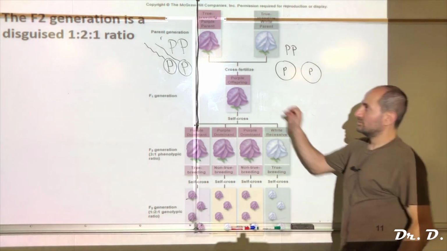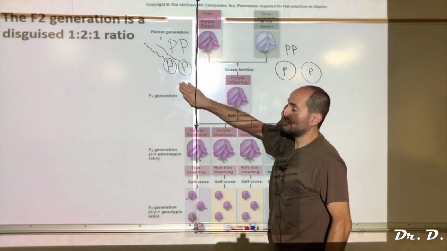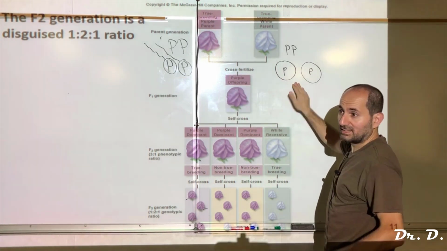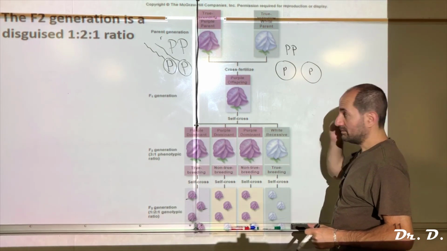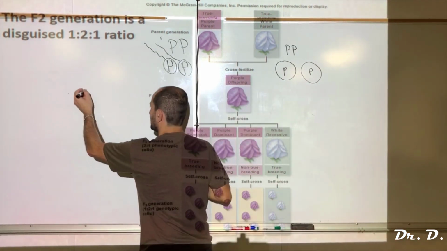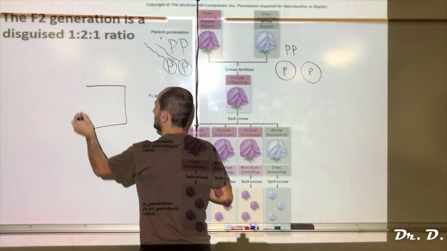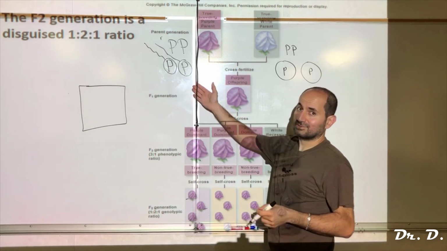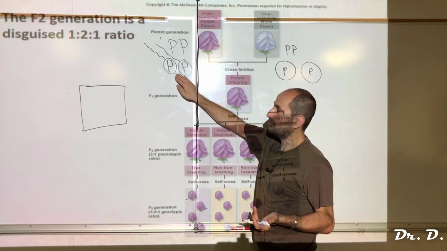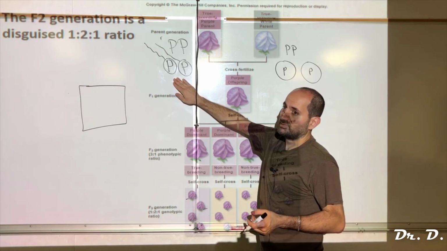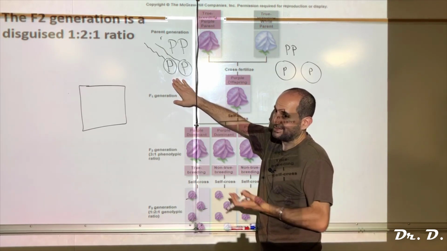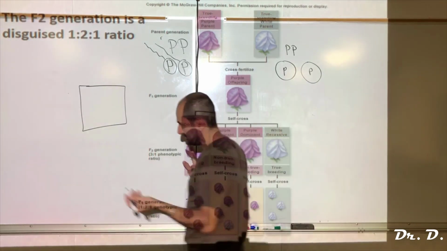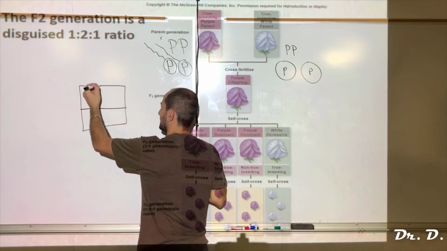So the first thing is to know the genotypes of the parents. The second thing is to figure out what kind of gametes this parent can make and what kind of gametes that parent can make. And then how do you do a Punnett square? Well, very simple. You just draw up your square. This is going to be a 2 by 2 square, or it could even be a 1 by 1 square if you want to simplify it, but I'm just going to make it 2 by 2. This parent can make big P gametes, and this parent can make little p gametes.